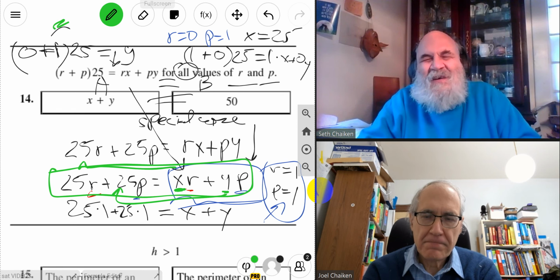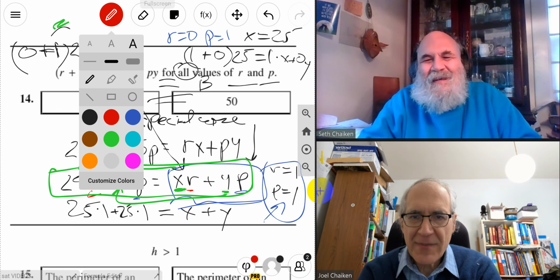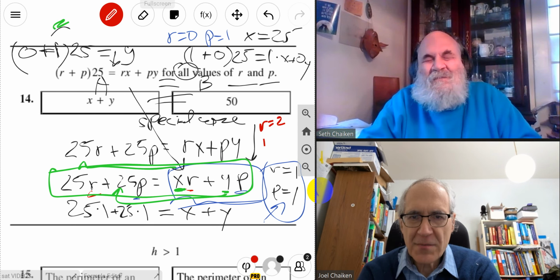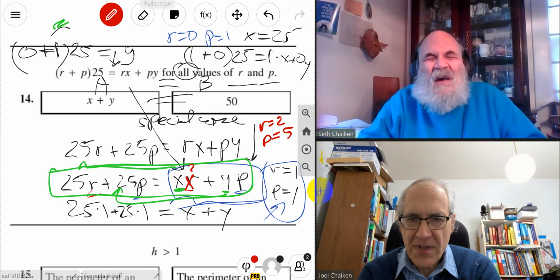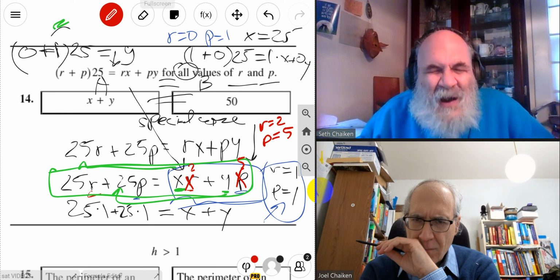And then figure out exactly what Y is. Let's play with it for a second. What would happen if you set it to random, weird numbers, like R is 2 and P is 5? Well, do it. See what happens. If R is 2, then what you're going to get is 2 times 25 plus 5 times 25.